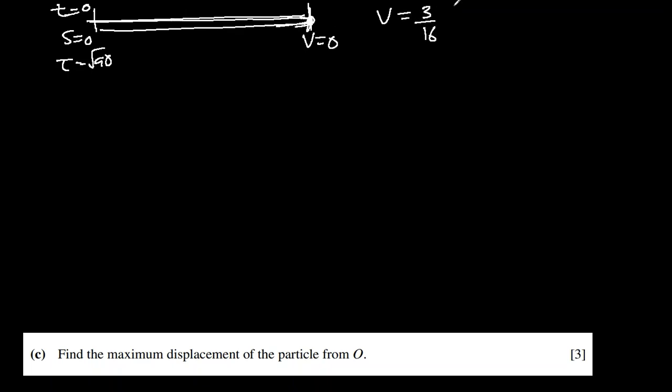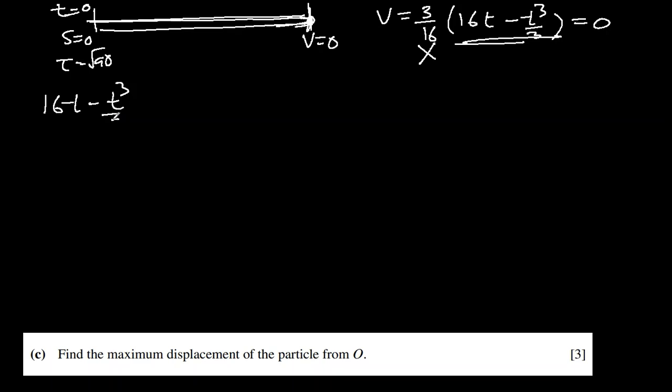So what was the velocity equation? It was 3 over 16, 16t minus t cube over 3. Let's make it equal to 0. So 3 over 16 cannot be 0, so that is ignored. Just this bracket part will be giving us the time. So let me write it here. 16t minus t cube over 3 equal to 0. 16t stays there. T cube over 3 goes to the other side.